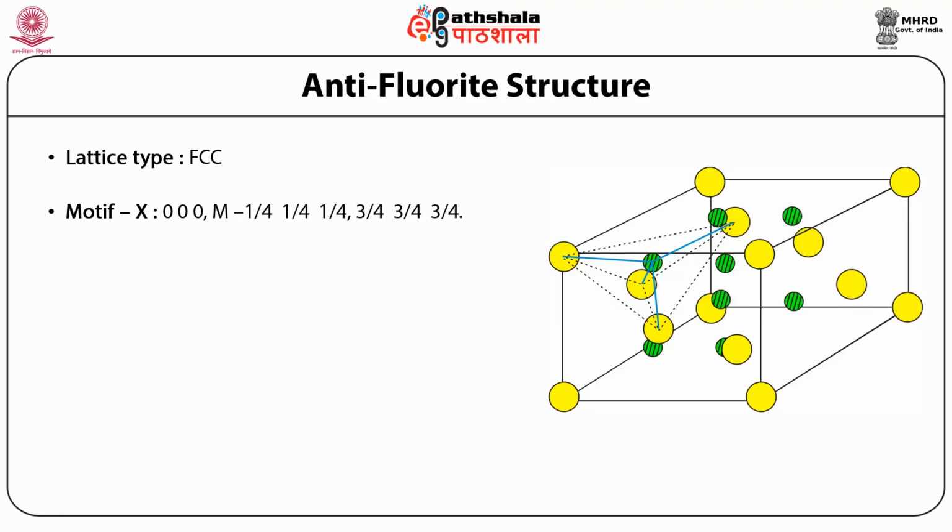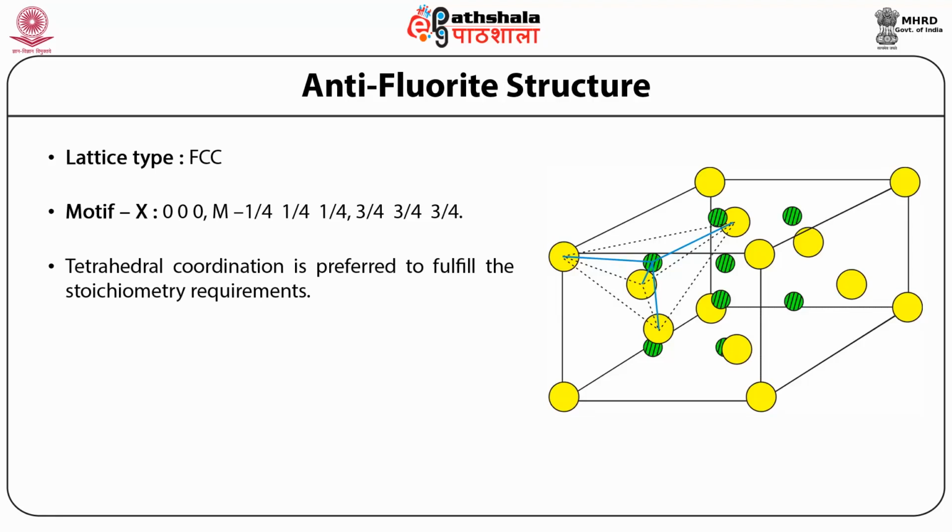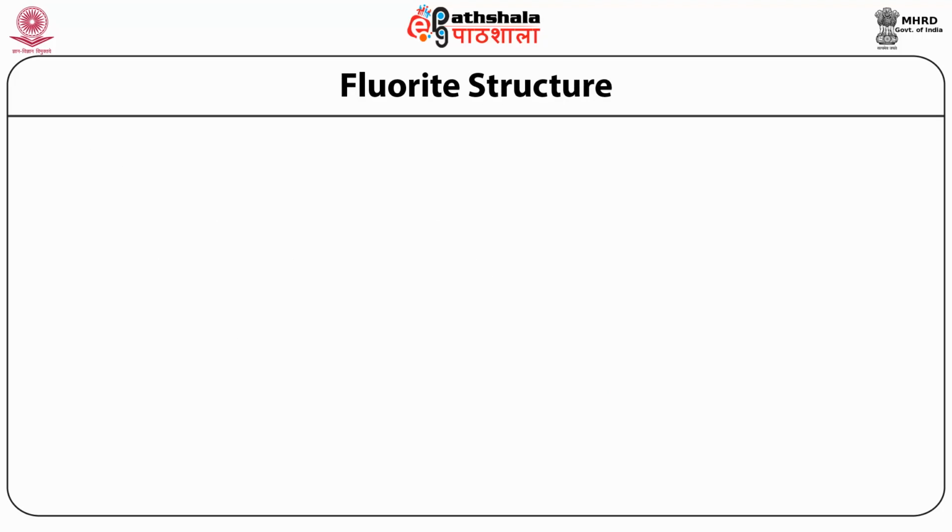In this case, the tetrahedral coordination is preferred to fulfill the stoichiometry requirements. Moreover, the corner sharing of tetrahedra is there in anti-fluorite structures. So students, till now we have discussed anti-fluorite structures. Now let us discuss fluorite structures and their differences with anti-fluorites.